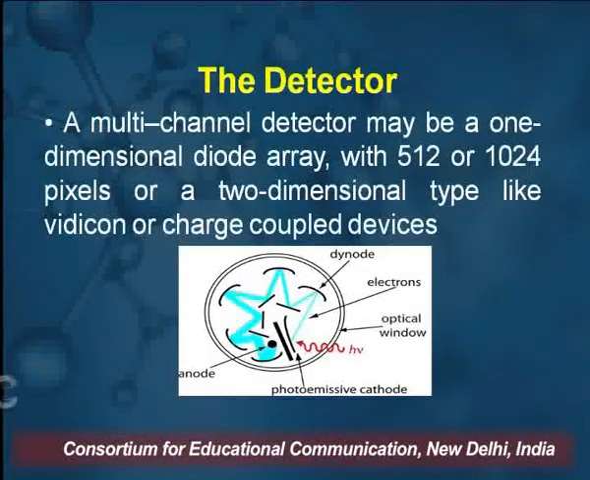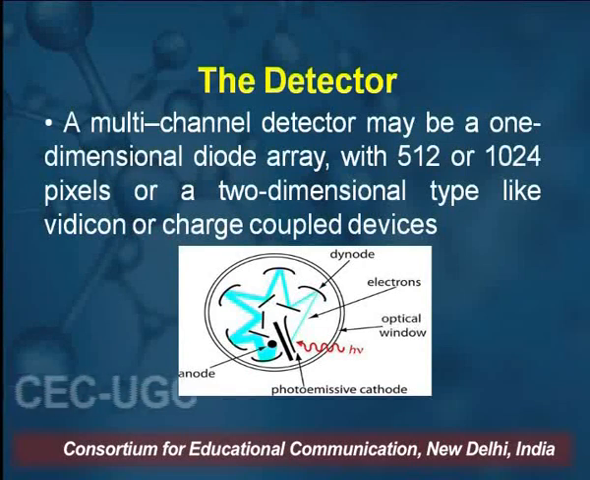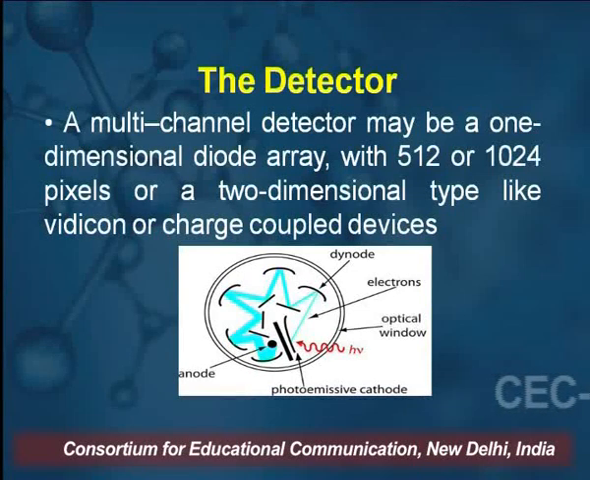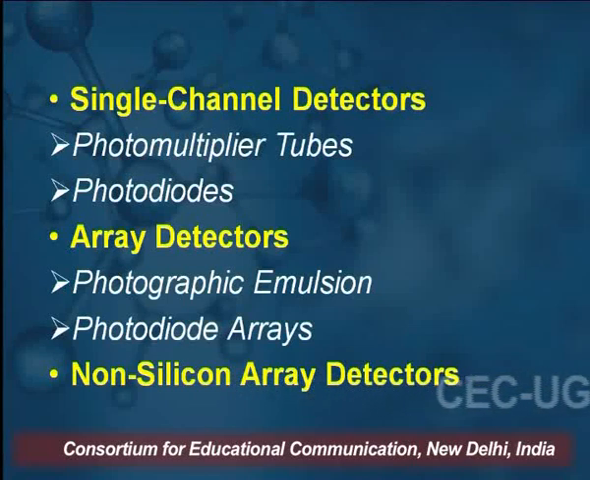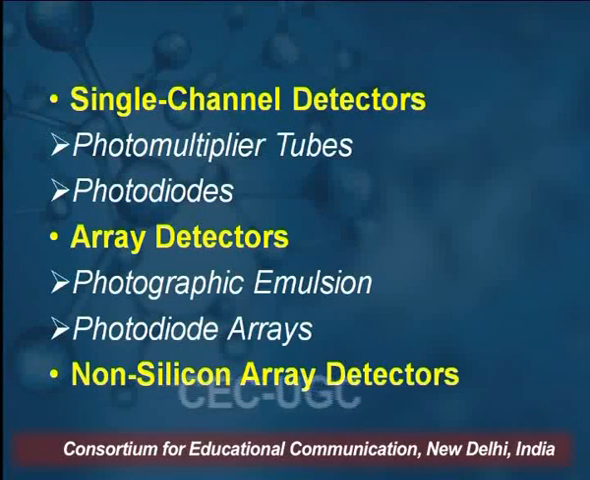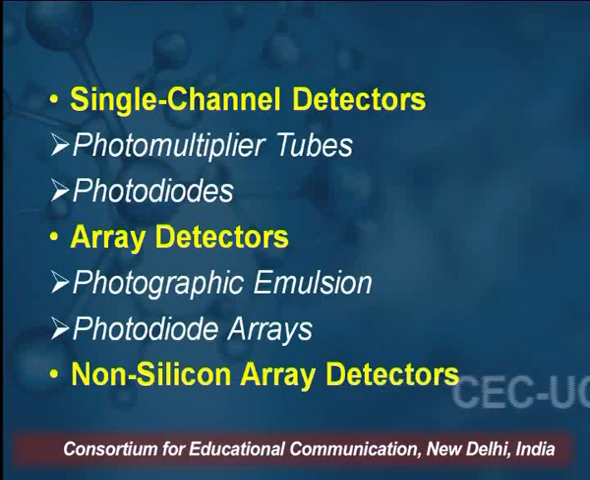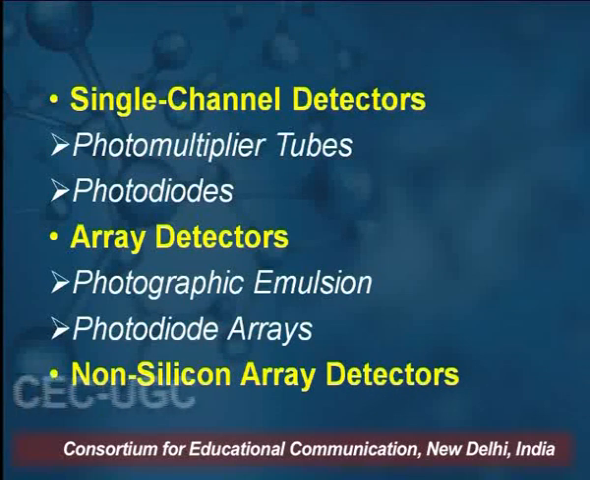The detector may be a multi-channel detector, which has a diode array with pixels of the order of 512 or 1024, or a two-dimensional type such as a Vidicon or charge coupled devices that we can use as a detector. So these are the photomultiplier or multi-channel detectors we can use. There are various types of detectors: single channel detectors, which are photomultiplier tube, photodiode; array detectors, which are photographic emulsion, photodiode arrays; and non-silicon array detectors are also there.